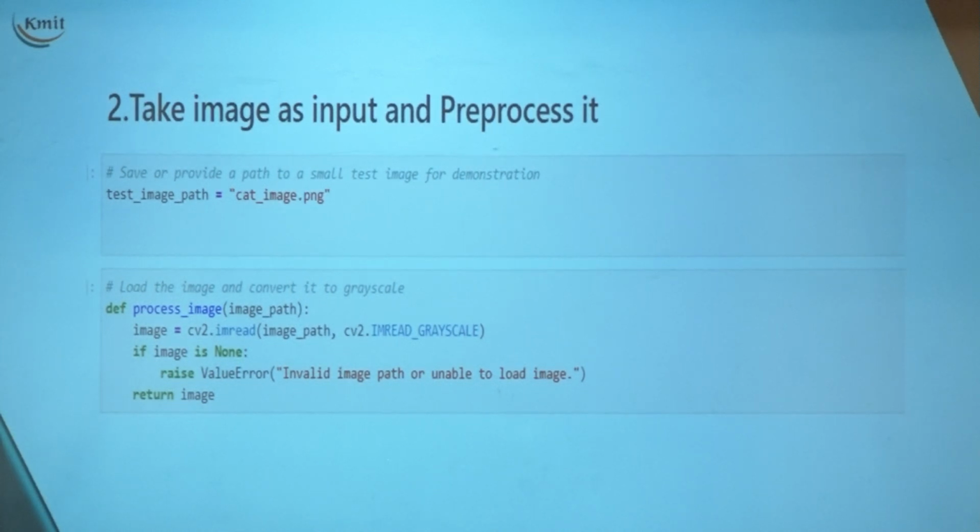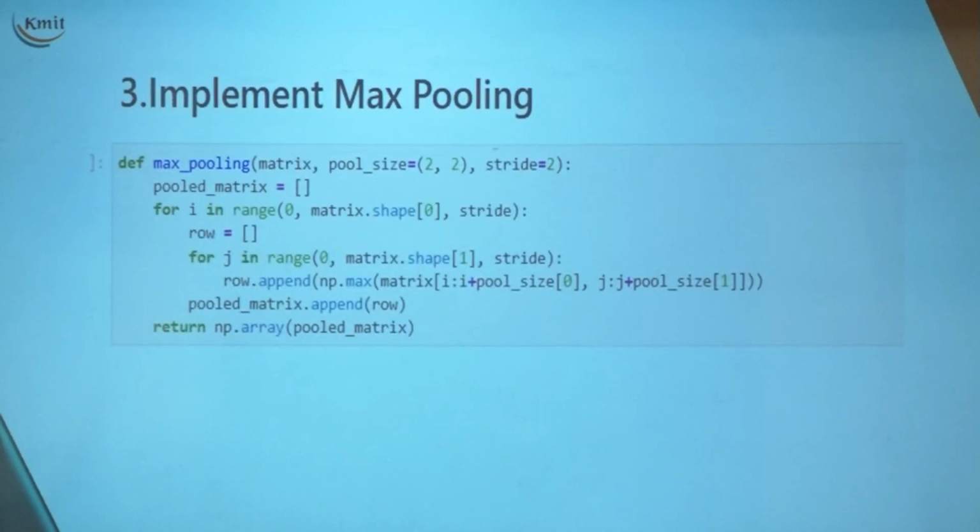Import the libraries, before which you have to pip install the OpenCV library. Read the image and pre-process that image. Read the image, pre-process that image. And after this, implement max pooling.